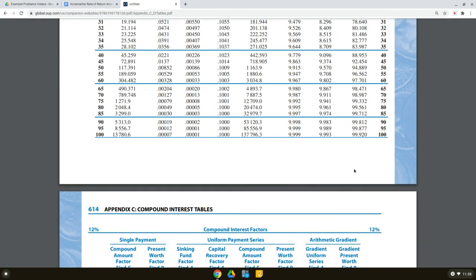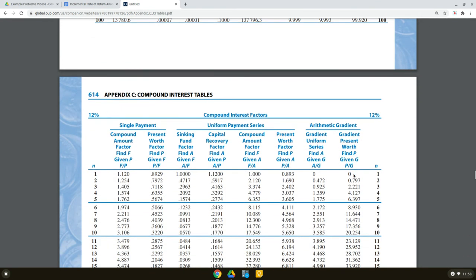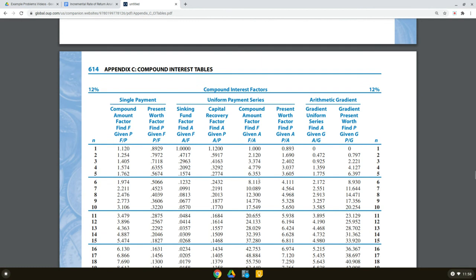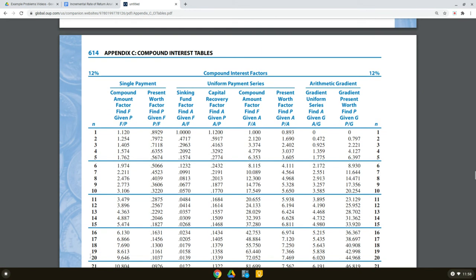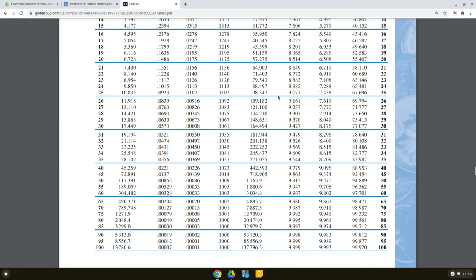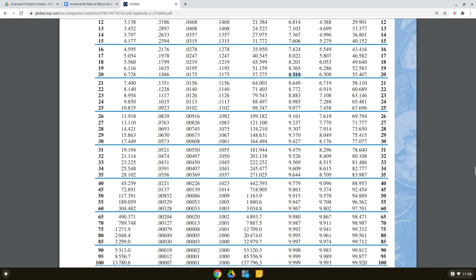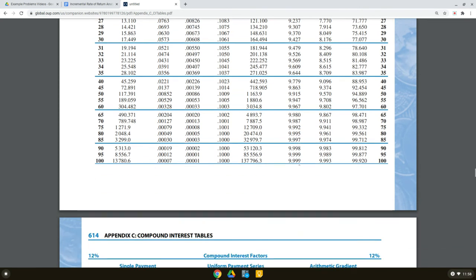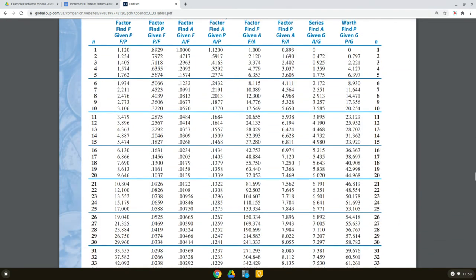Now we don't have 11%, we have 12%. So okay, P given A at 12%, row number 20, 20 years. So we have 7.469. Okay, so this one was greater than 8 here, 8.514, and at 12% we have less than 8.